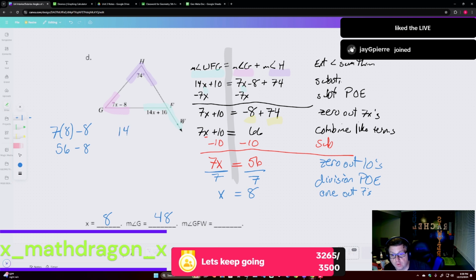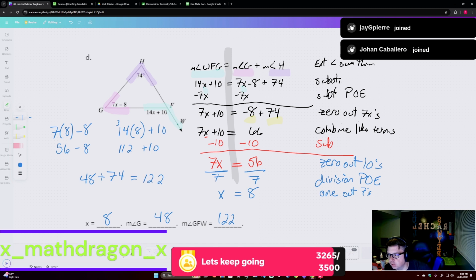Then we're going to do 14 times 8 plus 10. So it's 112, plus 10 is 122. So how do we know? Take 48 plus 74. And that's a 2, 8, and that's 122.